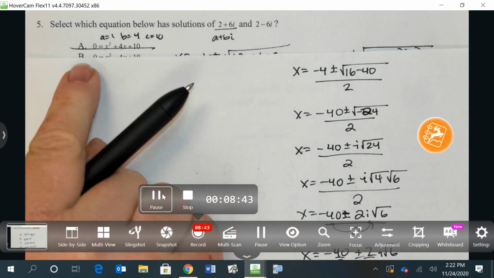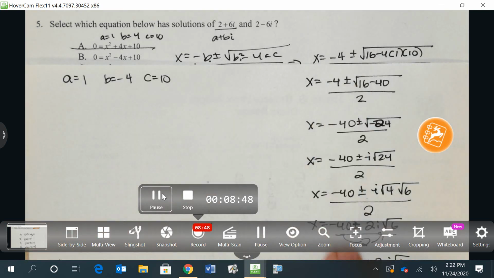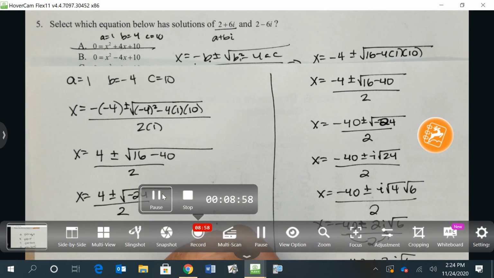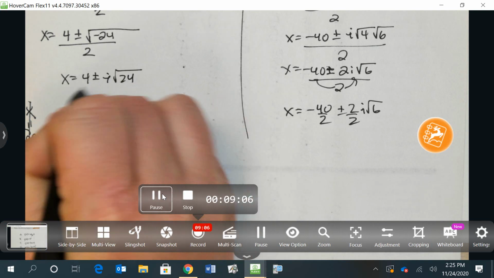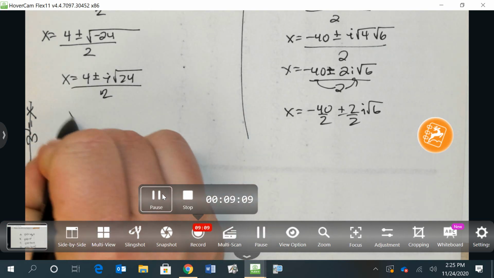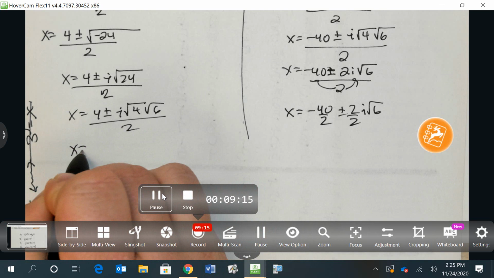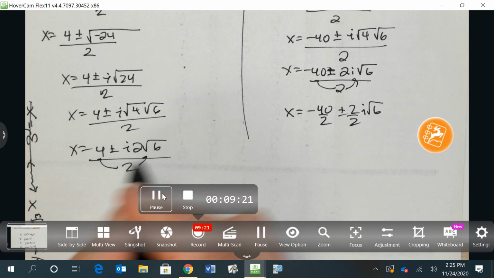What does that mean? It means now I'm going to try B to make sure. For option B, the work will be exactly the same, but now the B is negative 4. That is the only difference. And just like the last problem, we know that this breaks into 4 times 6. And the 2 has to be shared with both sides.